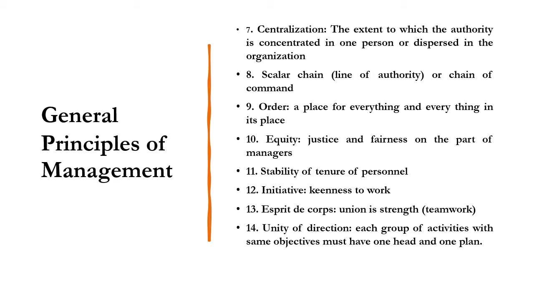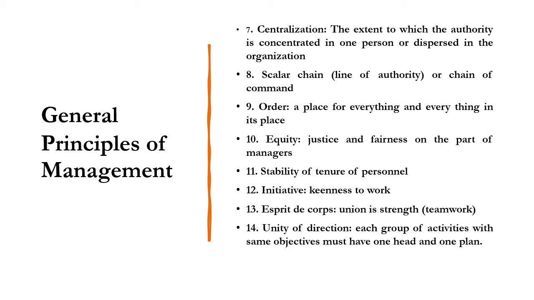Then scalar chain, like line of authority or chain of command. There must be a chain of command or line of authority, a scalar chain: top level management, then middle level management, then lower level management. There must be a proper hierarchy of authority, like the decision must be taken at the top level management, then communicated to the middle level management, and then middle level management must work hard to achieve that goal decided by the top level management, and lower level management must cooperate with the middle level management to achieve that goal.